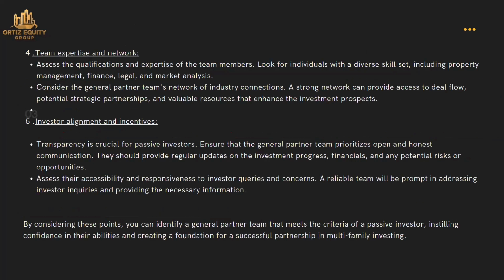The fourth thing to consider is team's expertise and network. Assess the qualification and expertise of the team members. Look for individuals with a diverse skill set, including property management, finance, legal, and market analysis. Consider the general partners team's network of industry connections. A strong network can provide access to deal flow, potential strategic partnerships, and valuable resources that enhance the investment's opportunity.